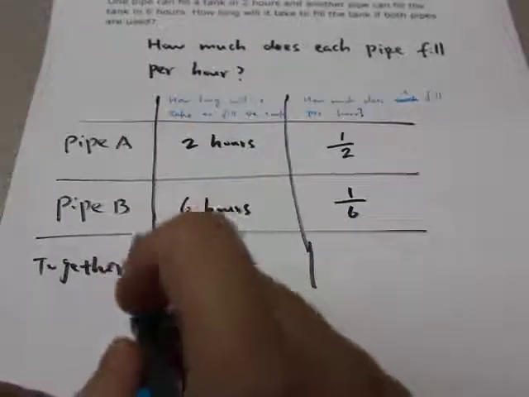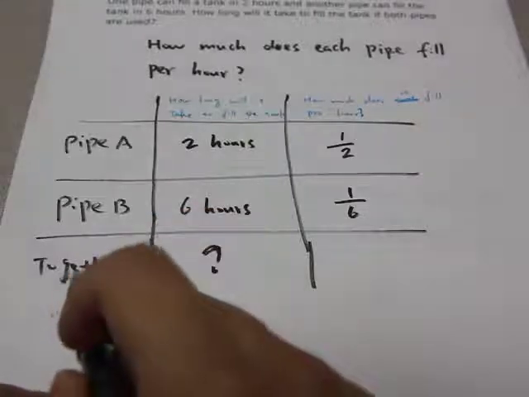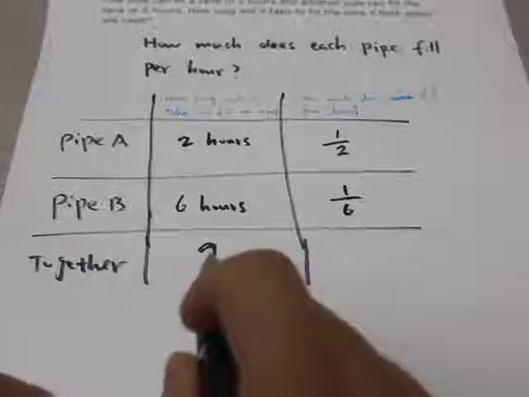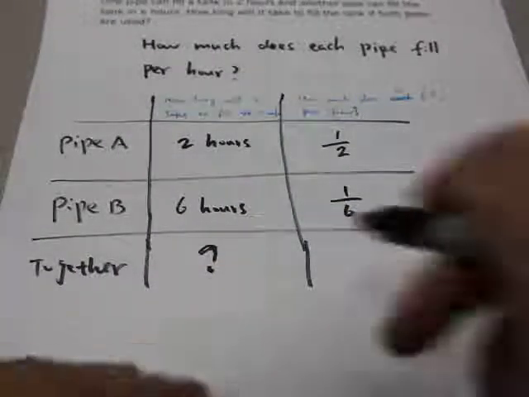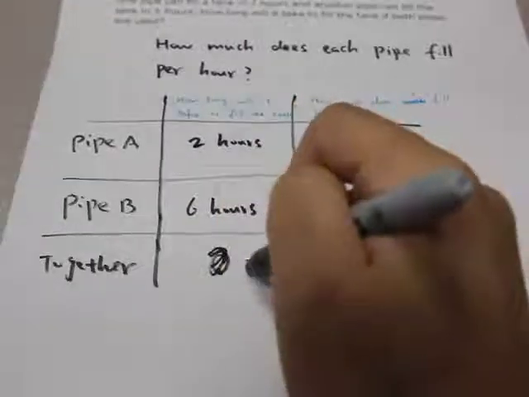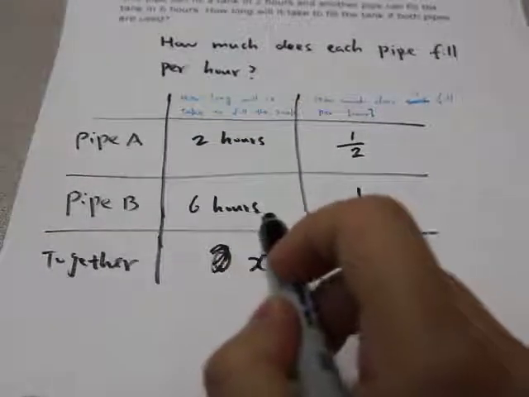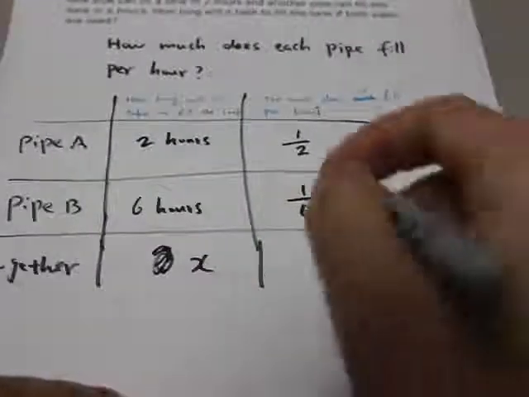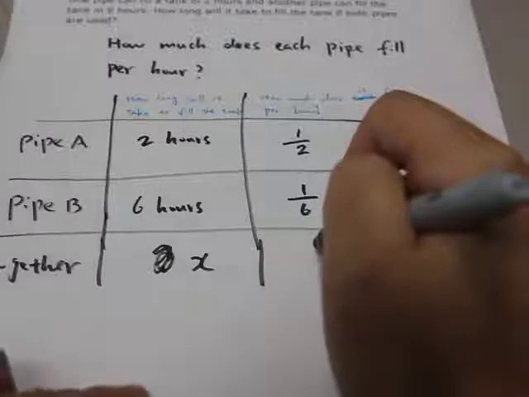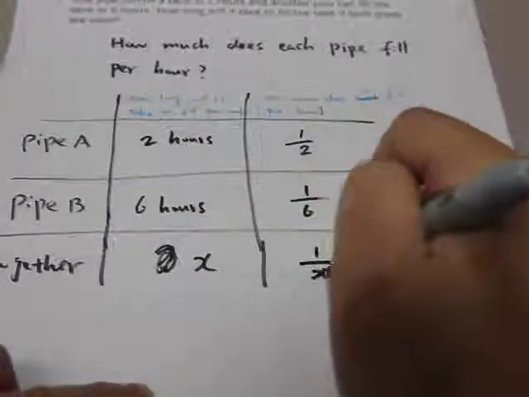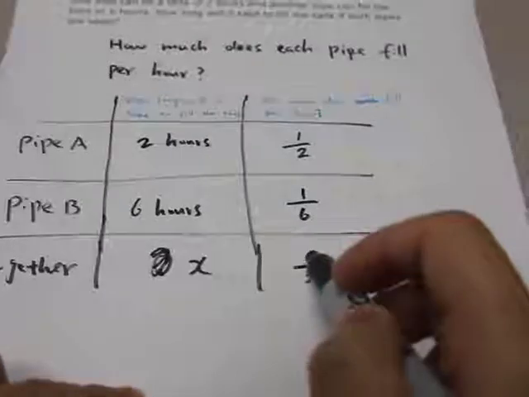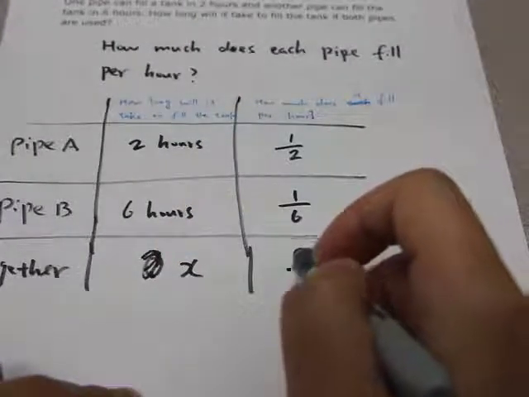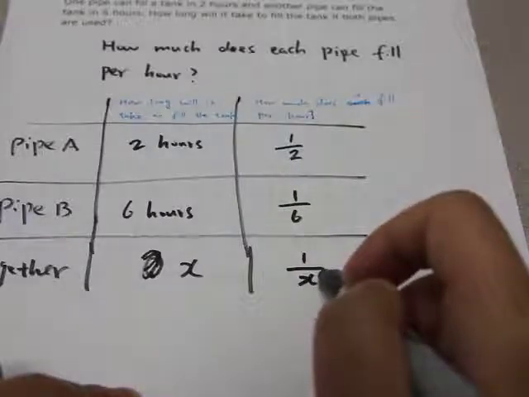And now we want to figure out if both pipes are used, how long will it take them to fill the tank. Since we don't know this, right? So this is our unknown. Let's call this X. We assume it will take them X hours to fill the tank. Therefore, every hour, they will fill 1/X of the tank.